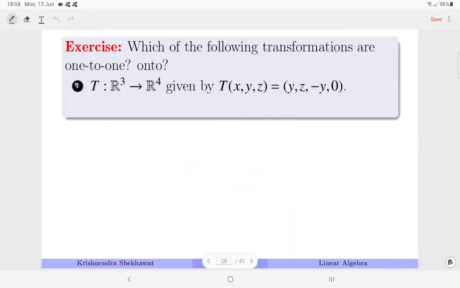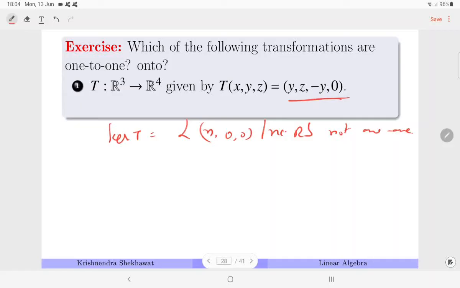What do you say about this one? Is it 1-1? Is it onto? By definition it's clear that it cannot be onto, and if you find the kernel T, then you will get y is equal to 0, z is equal to 0, but x is not equal to 0. So your kernel T is (x, 0, 0), where x belongs to R, so not 1-1, and there are two variables only, so the dimension of range T is equal to 2, which is not equal to the dimension of R4, which implies not onto. So this is an example which is neither 1-1 nor onto.